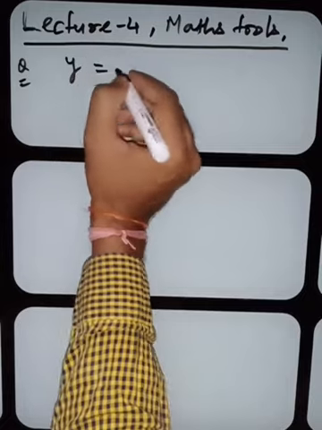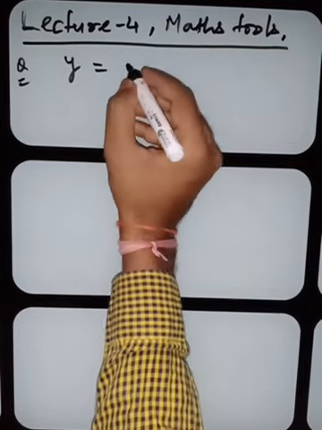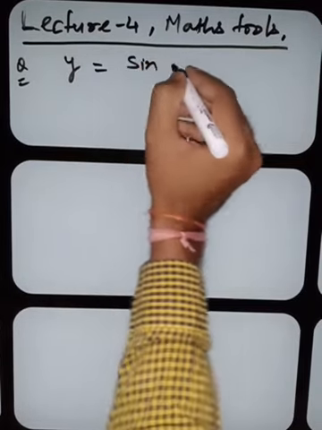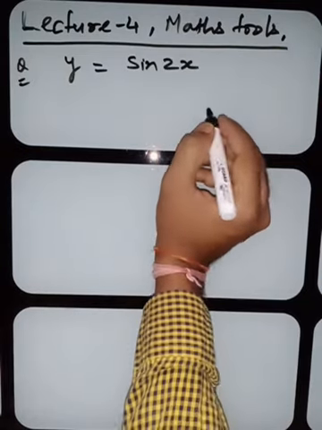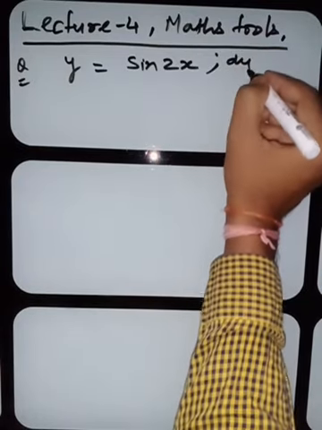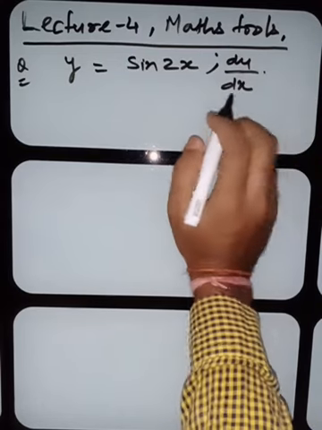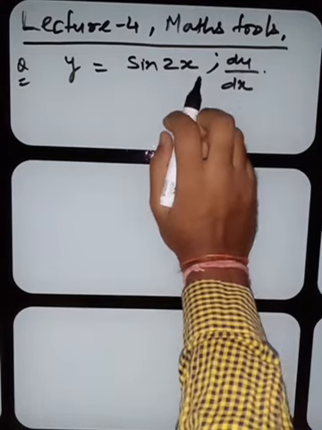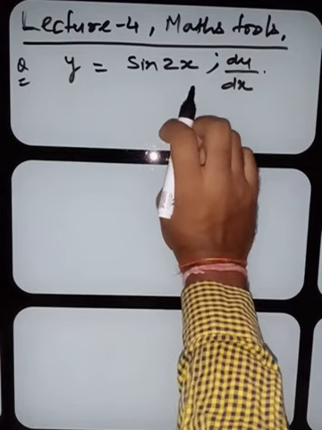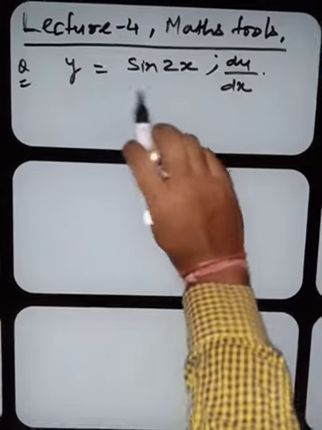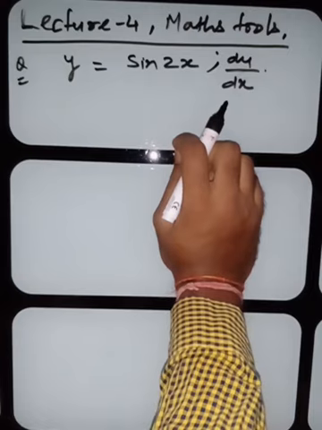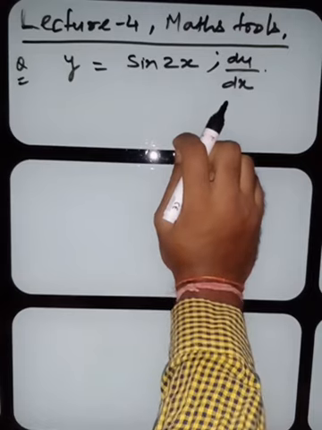my dear students, if a function is y is equal to sine 2x, what will be dy by dx? Students, we have already studied how to find the differentiation of sine x, and that was directly a formula. But today we have this function y is equal to sine 2x, and we have to find dy by dx.